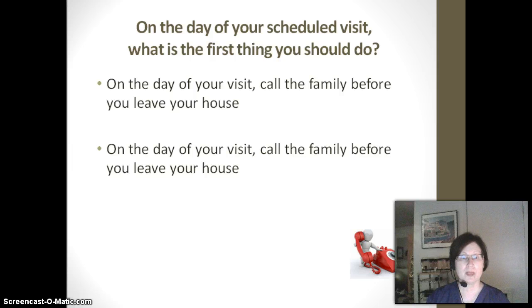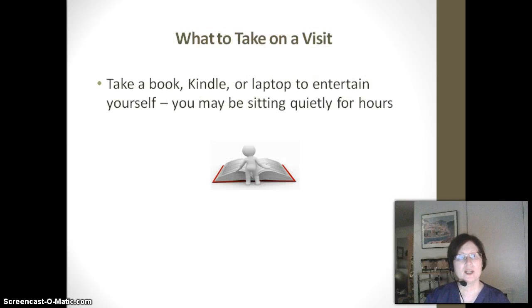You should remember to call the family right before you leave the house on each day that you will be making a visit. It will not be necessary for you to make a visit if the patient has died. You can take a book, Kindle, laptop, or any project where you can sit quietly. You may need to entertain yourself for more than several hours.